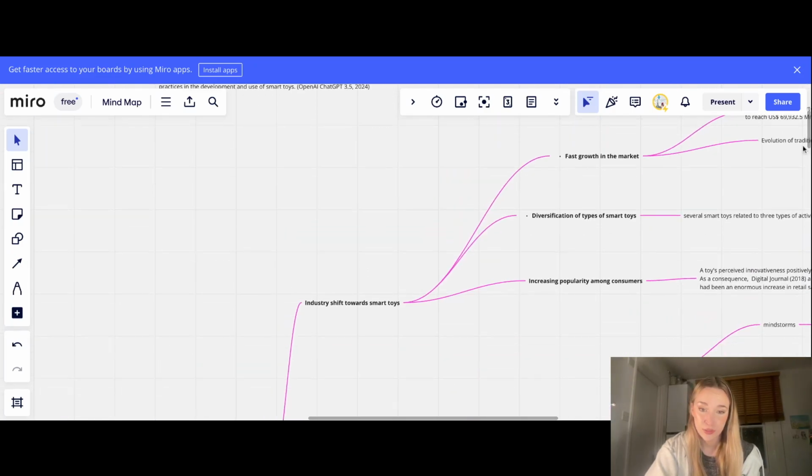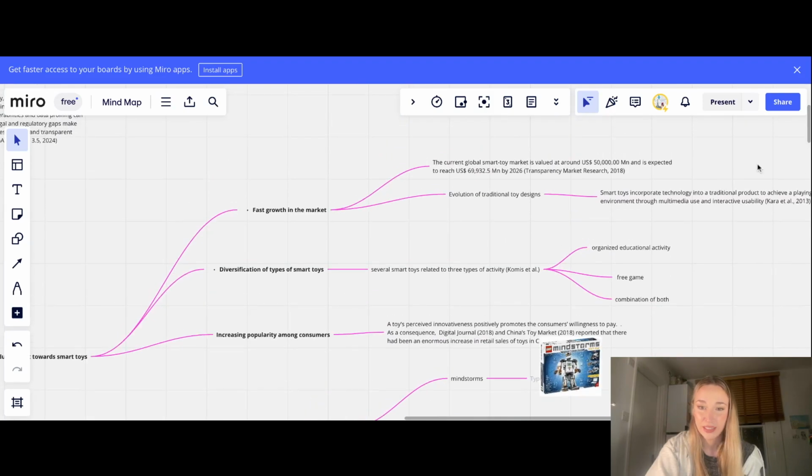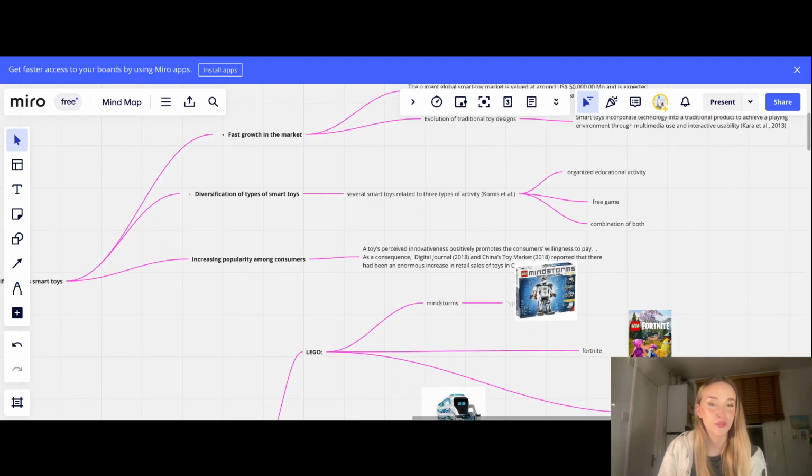So there's an industry shift towards smart toys. There's a fast growth in the market. The current global smart toy market is valued at around $50 billion and is expected to reach in the US $70 billion by 2026. There's an evolution of traditional toy designs. Smart toys incorporate technology into a traditional product to achieve a playing environment through multimedia use and interactive usability.